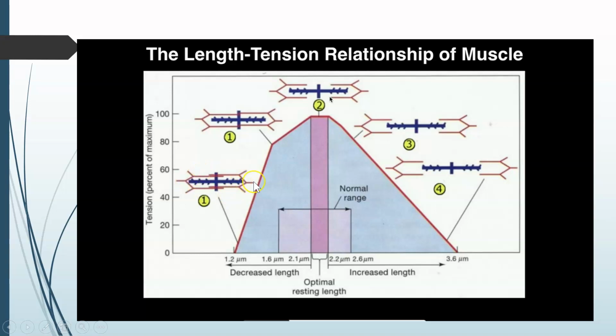You can see here extremely shortened creates a minor amount of tension. And then as the relationship moves through between the two of them, we start to achieve an optimum relationship between actin and myosin. And as they get further and further apart, we get to a point where, again, we can only achieve minor amounts of tension because they're too far apart.